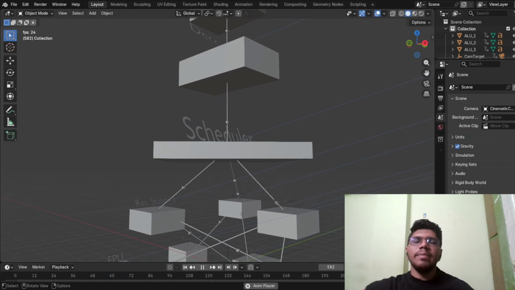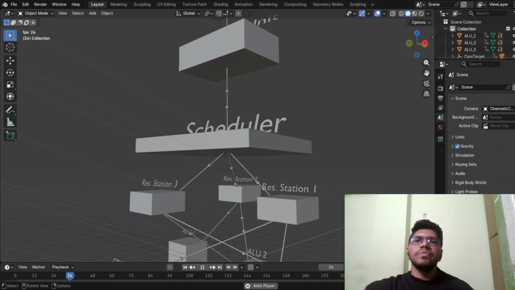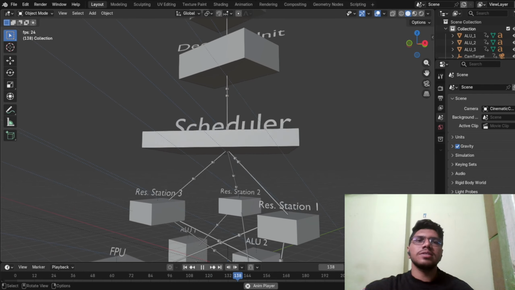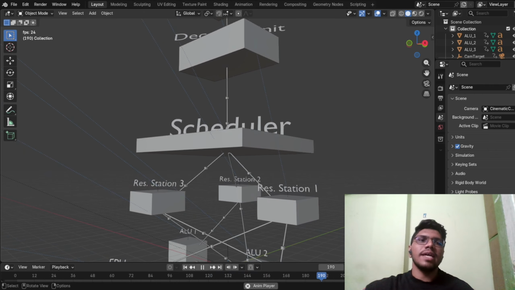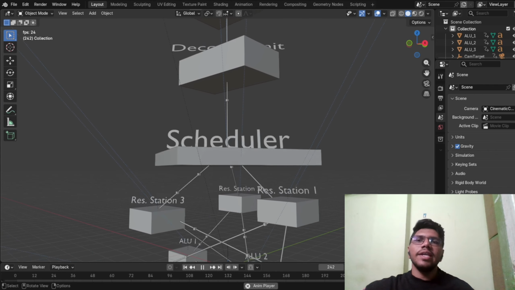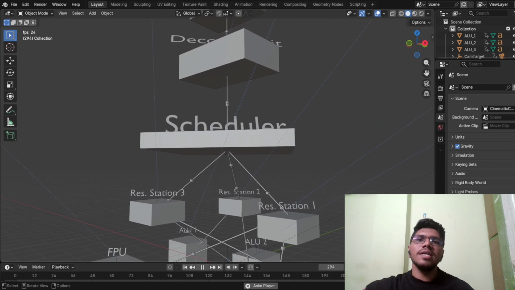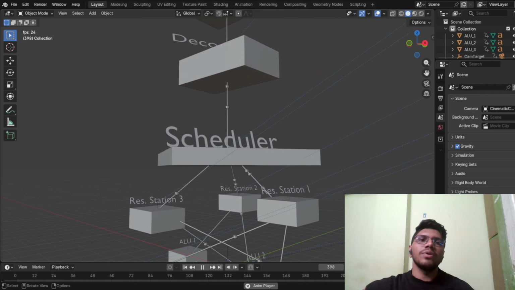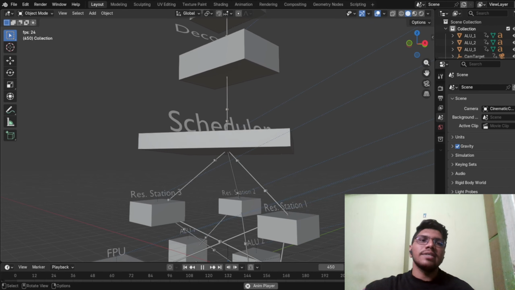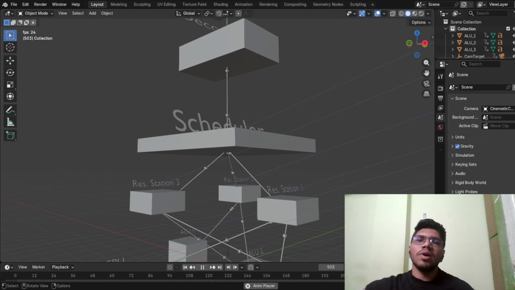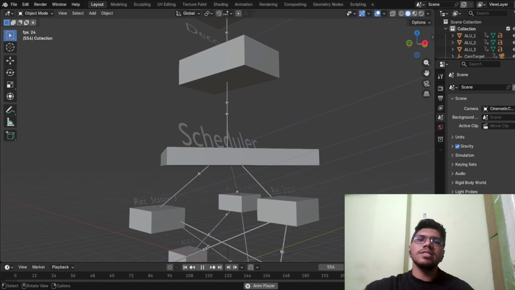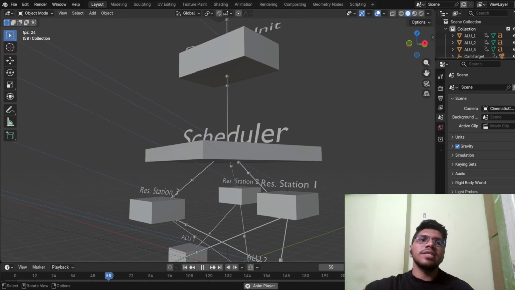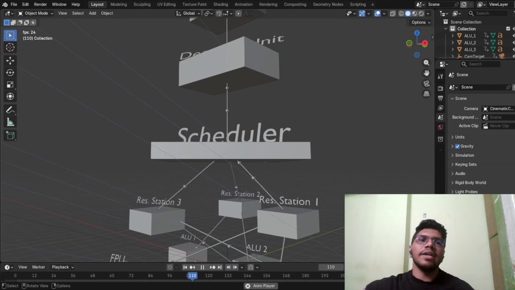Step 2. Dynamic scheduling and out-of-order execution. Next, the decoded instructions move into the heart of the processor's dynamic execution engine, the scheduler. In our model, this is visualized as a rotating hub, symbolizing how it continuously assesses and distributes workloads. Because this is a superscalar processor, the scheduler doesn't just send one instruction at a time.